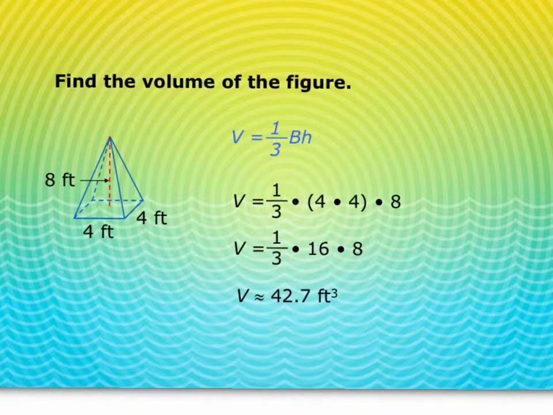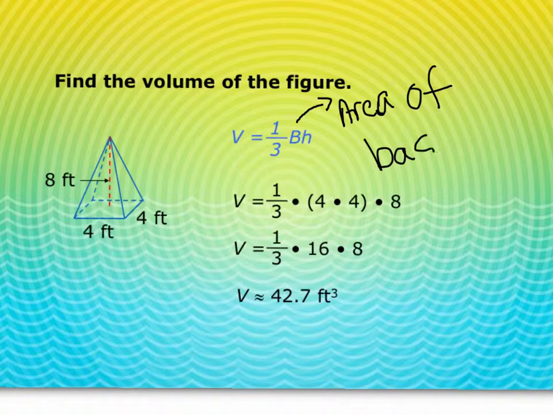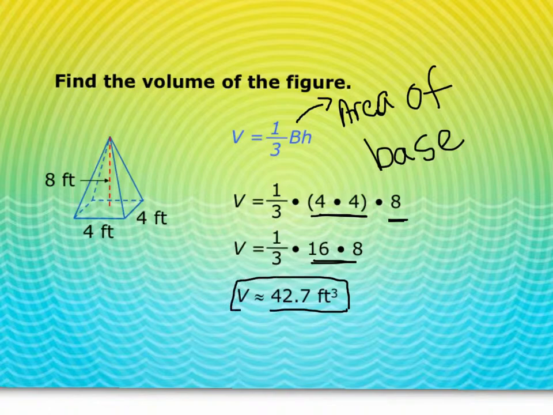Okay, here's an example with the base of a pyramid that is a square, since it has equal lengths of 4 and 4. So the volume is 1/3 area of the base multiplied by height. If you do not know what large B represents, please write area of base. This is the area of the base, which is going to be 4 times 4. Then we multiply by the height, which is 8. Then we multiply and divide by 3. So you would get 42.7 feet cubed as your answer.